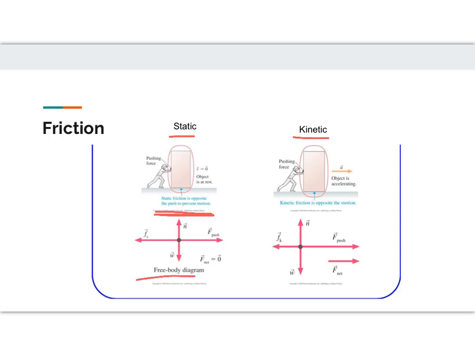We can see in this free body diagram for static, everything's equal, but in kinetic, we have a lot more push. Now, if we compare these two, I think this is really interesting. My static friction and push are equal, but for kinetic, my kinetic is less than the push. That makes sense because it's actually moving.